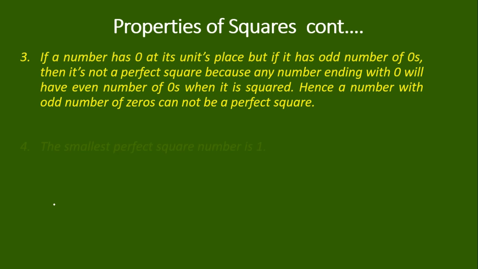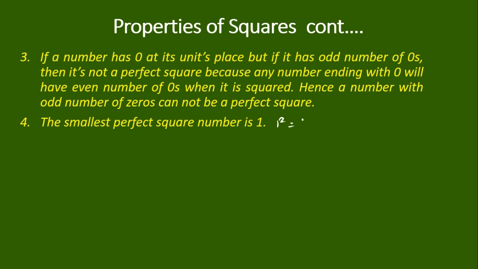Now let's see number 4. The smallest perfect square number is 1. So, if we consider the perfect square numbers, then the smallest perfect square number is 1. Because if you take the square of 1, then 1 cross 1 is equal to 1. So, this is a perfect square number.